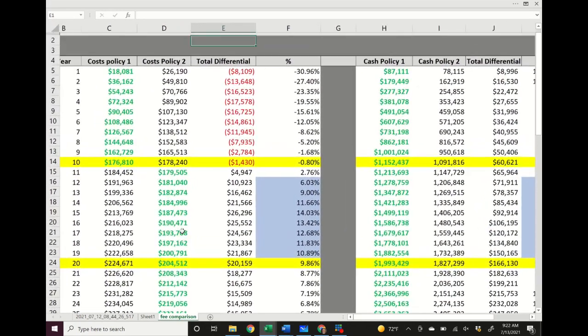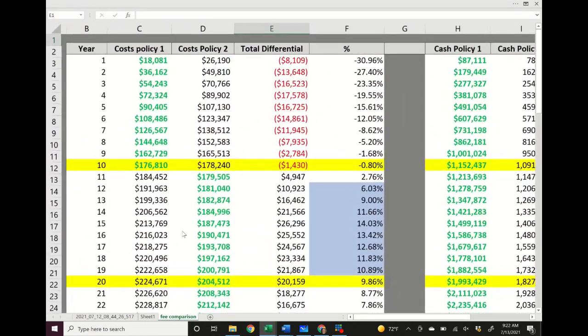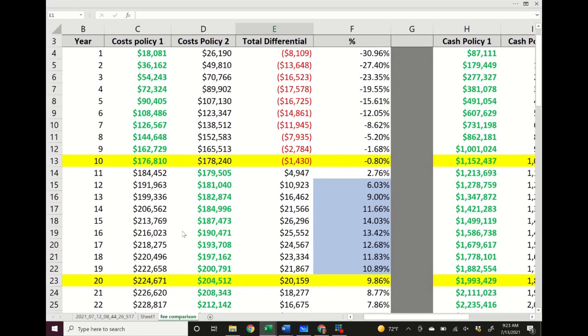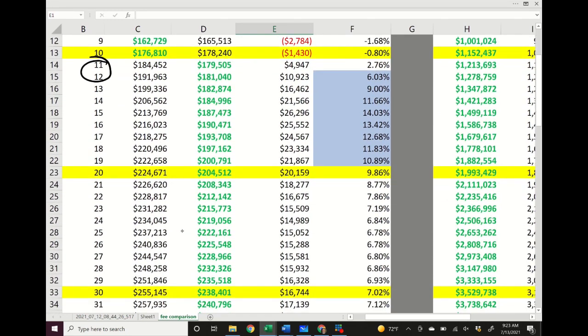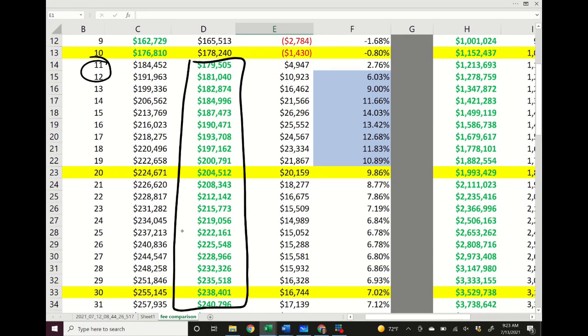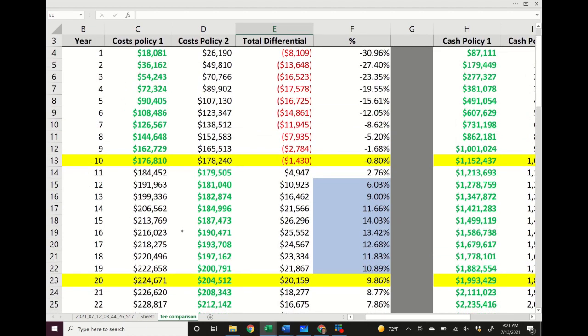When we look at the costs, because that's where we're going to start, we've got costs of policy 1 versus costs of policy 2. Now, if the number is green, that means it is cheaper. So in the first 10 years, policy 1 is cheaper than policy 2. But then you'll notice after the first 10 years, starting in year 11, policy 2 is cheaper for the rest of the policy life. And what I really want to focus in on is the differential.